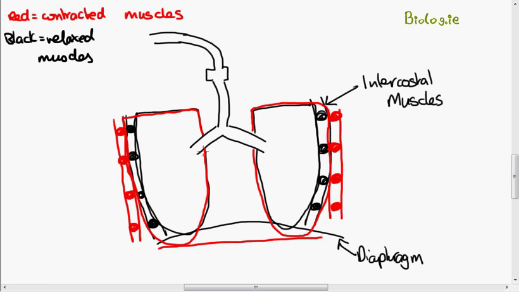Okay, so the first thing that happens when we breathe in, the diaphragm and the intercostal muscles contract. That means they get shorter, and as a result the lungs are pulled down and out. Therefore the volume of the lungs increases. The lungs expand and the volume of the lungs increases. Now this means that any gas inside of the lungs is now under a lower pressure than it was before.